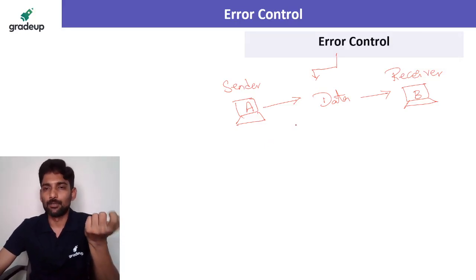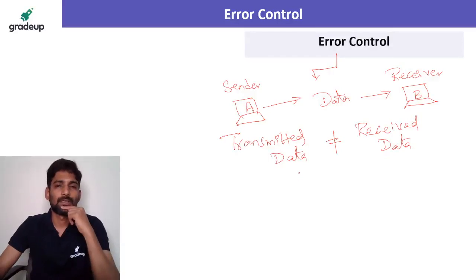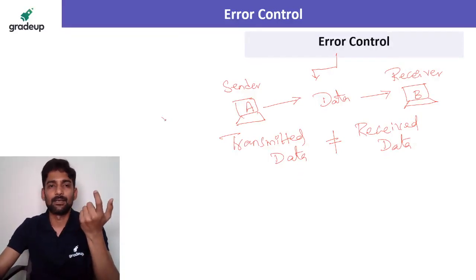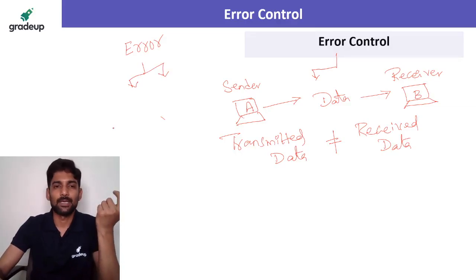Okay. So guys, when the data which A transmitted to B is not equal to the received data, then we call it an error, right? So when the transmitted data is not equal to the received data, this is what we call an error. This error is basically of two types: single bit error and burst error.